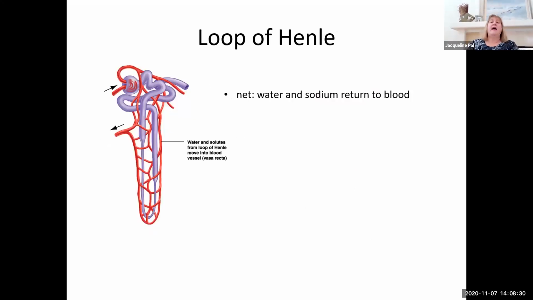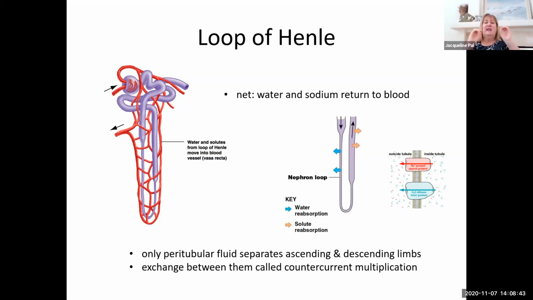So back to our tubular reabsorption. We're done with the proximal convoluted tubule, and now we are in the loop of Henle. Well, the net result is water and sodium is going to return back to the blood. But in order to understand how this happens, I just need to hit a couple of points.